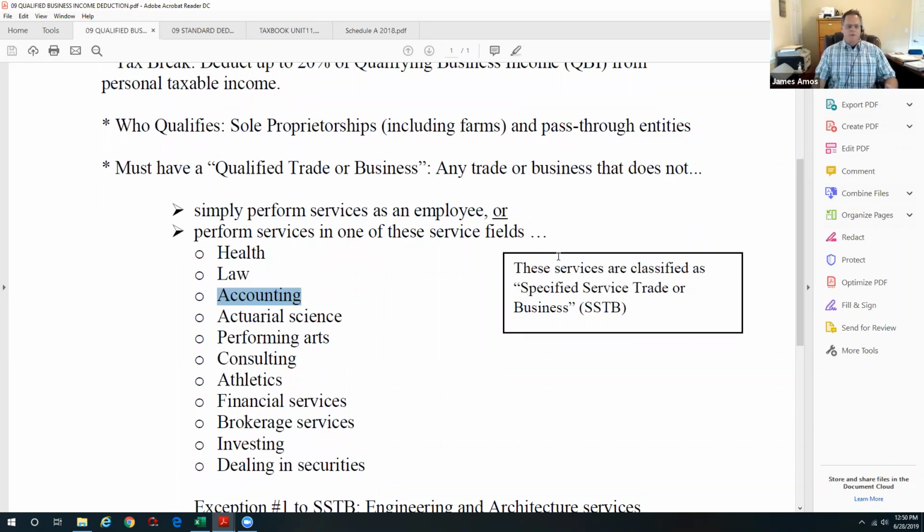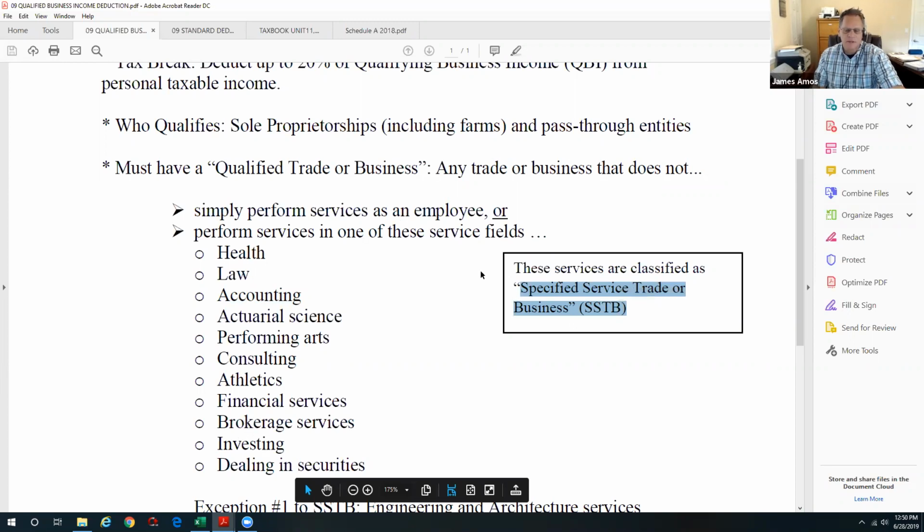The way to remember this, and the way the reading from the IRS and other places puts it, is any trade or business that does not perform services as an employee or is not a specified service trade or business. I broke it down this way because I think it's easier to understand, but remember it however works best for you. One way to think about it is you have a qualified trade or business as long as your business is not only an employee or an SSTB. If it's an employee or an SSTB, you don't qualify. What is an SSTB? It's in this list here.